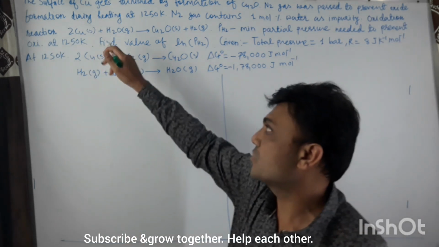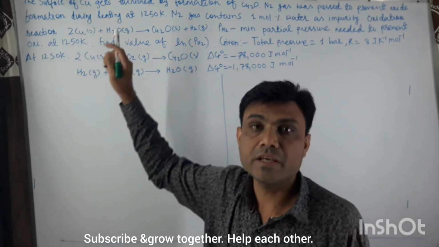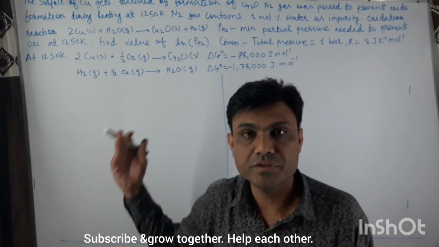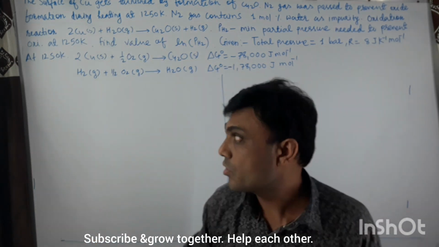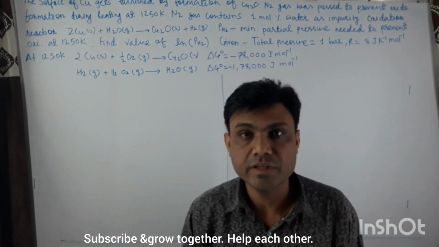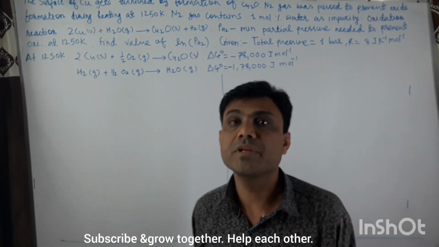when we can stop this reaction. When this reaction will not occur, that means there will be no oxidation of the copper. Now then, how to stop this reaction? Because the reaction is occurring at 1250 degree Kelvin, at high temperature.